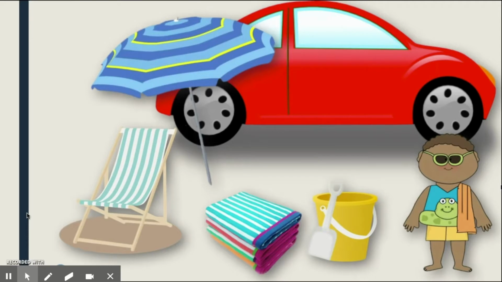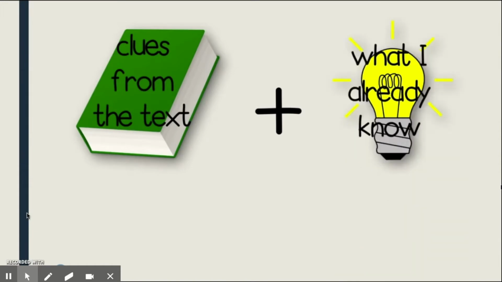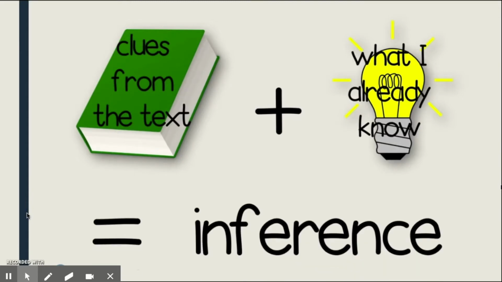Now, how did my son know that we were going to be going to the beach? Oh, that's right. He made an inference. When you make an inference, you think about the clues that you're given from the text or sometimes from the pictures. So you're going to look for clues like a detective. What is the author and illustrator trying to tell you? Then you're going to add that to what you already know inside your brain. And when you mix those two together, that's going to equal an inference. Just like Miles did with going to the beach.